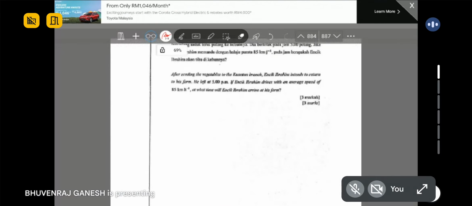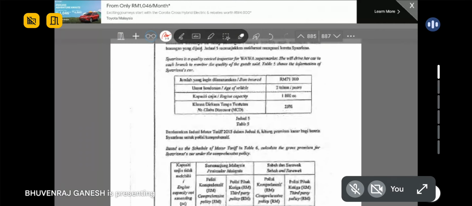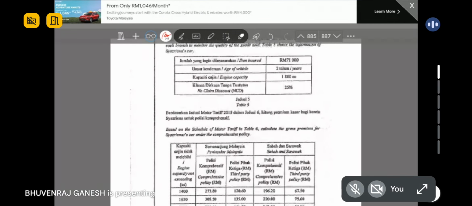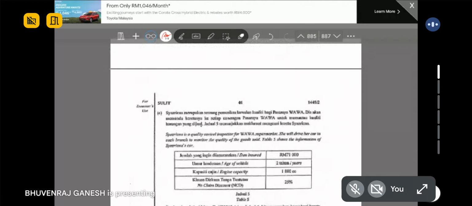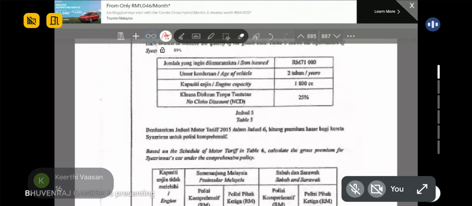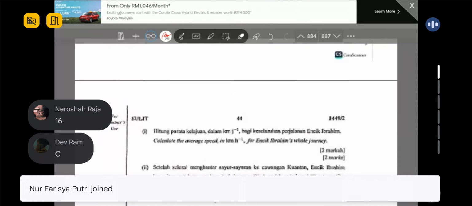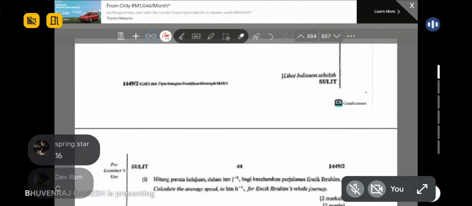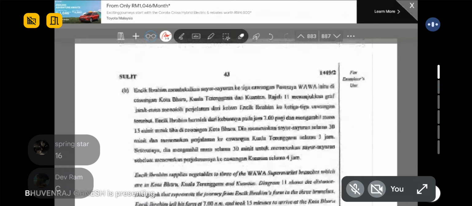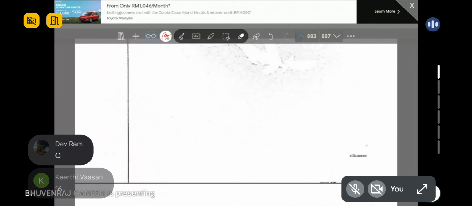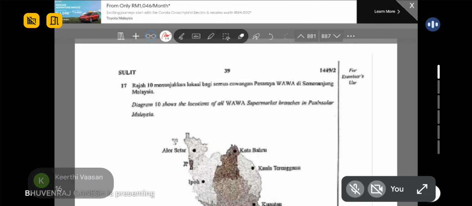So you guys just choose one. Pilih satu. Which one is harder for you? 16 or 17? Which one you want? I follow majority, guys. 16 atau 17? Find the hardest according to you. To me, both also okay lah. 16. Okay, so we do 16 lah. Majority 16 lah. Okay, so we do 16.